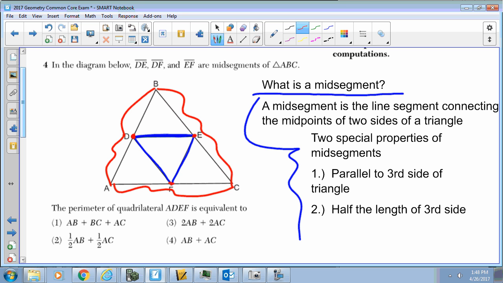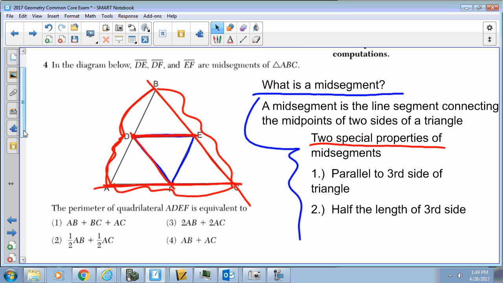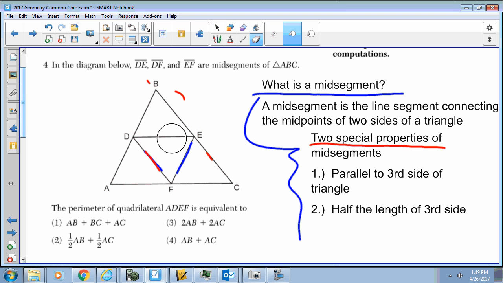It has two special properties. It's parallel to the third side. So when I look at DE, it's connecting these two sides. So this one is connecting BA and BC. So it's actually parallel to this third side down here. And then this side is parallel to this side. Now, let's look to see what they're actually asking us.